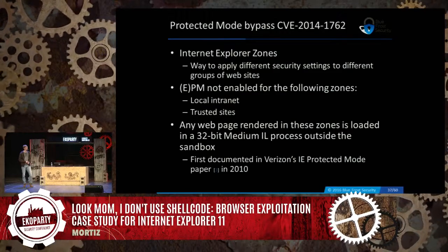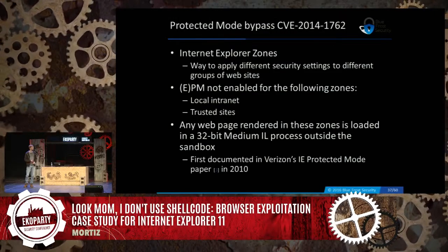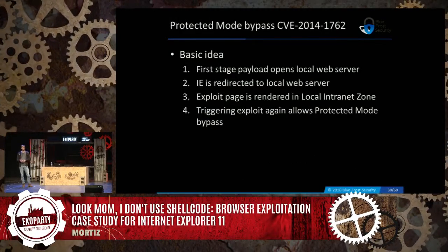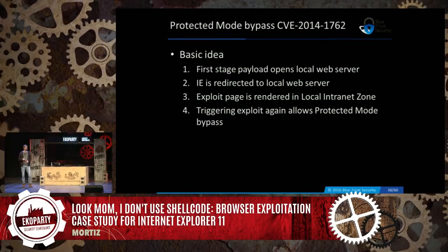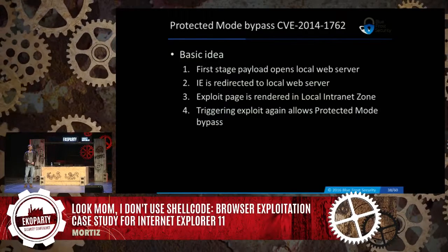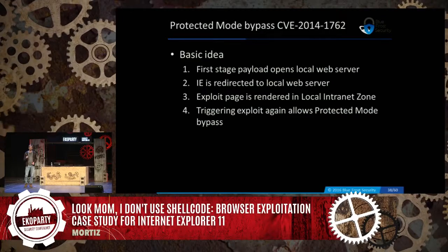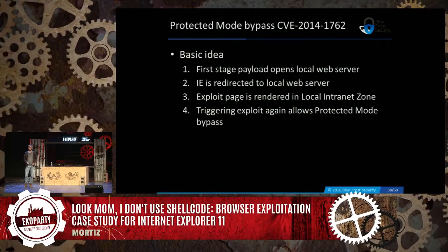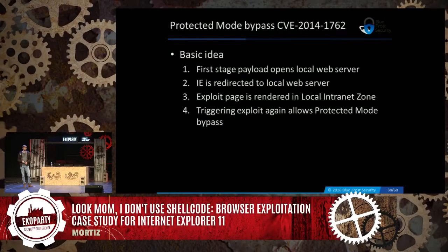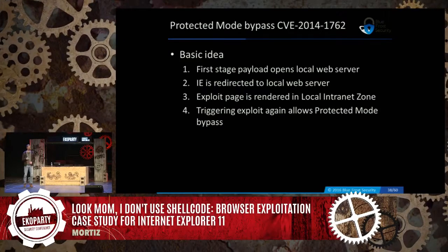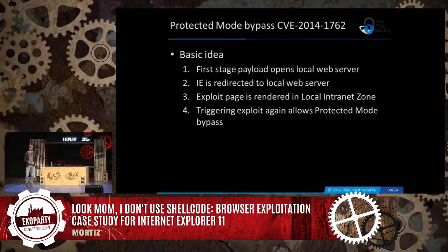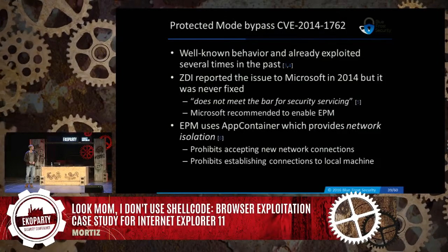This was first documented in Verizon's IE protected mode paper in 2010. The basic idea is, you trigger your exploit, you get code execution in the browser, and then in your first stage payload, you load a web server. Using this web server, you deliver your same exploit again. Then you redirect IE to your localhost, which will render the page in the local intranet site zone, so it will be rendered outside of the sandbox. Then you trigger the same exploit again, and you get code execution outside of the sandbox. It's a pretty neat technique.